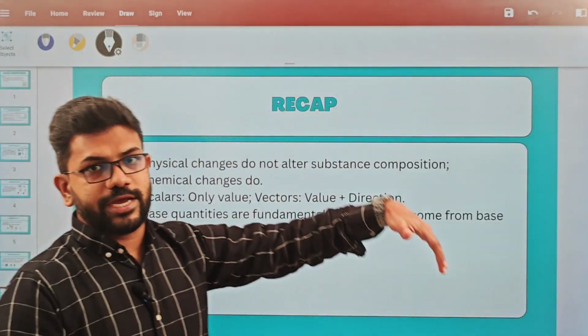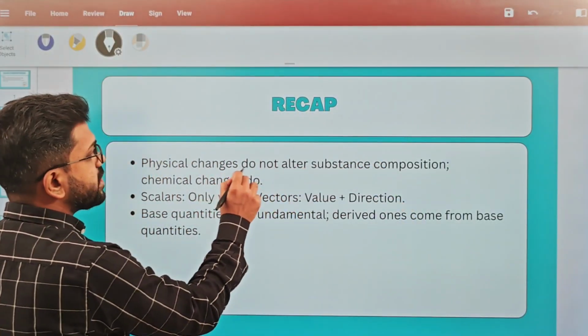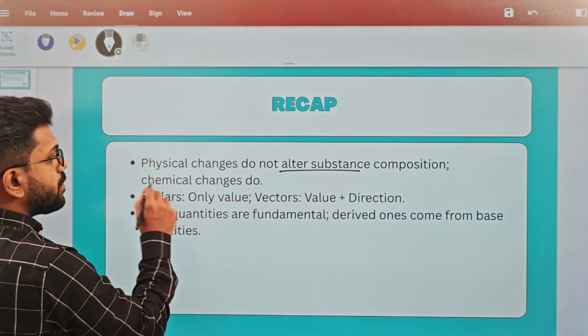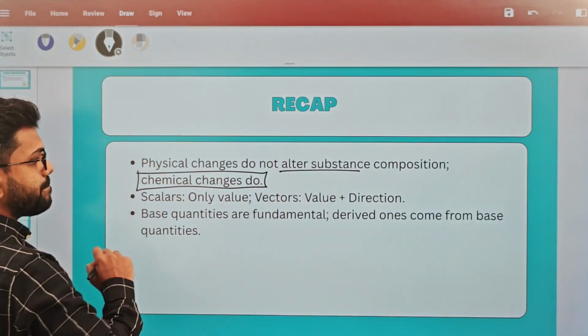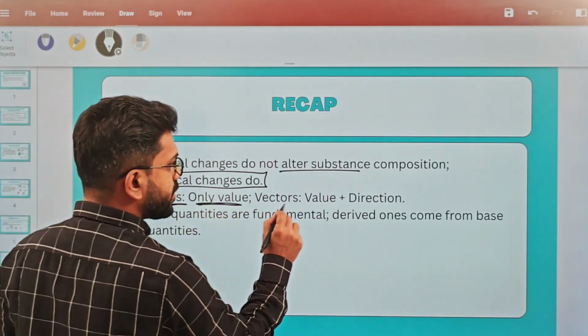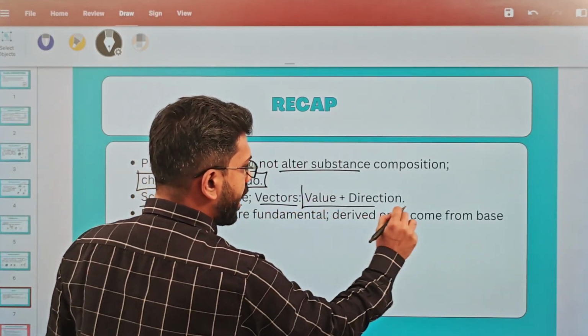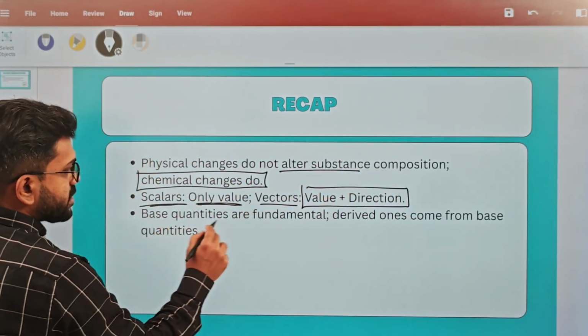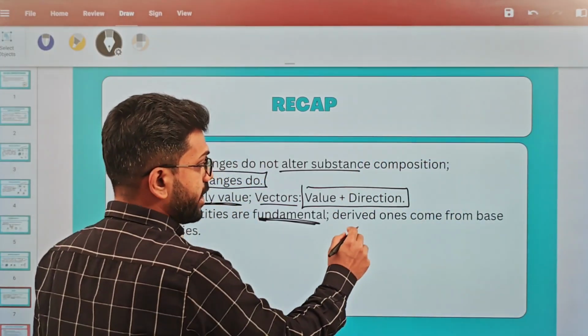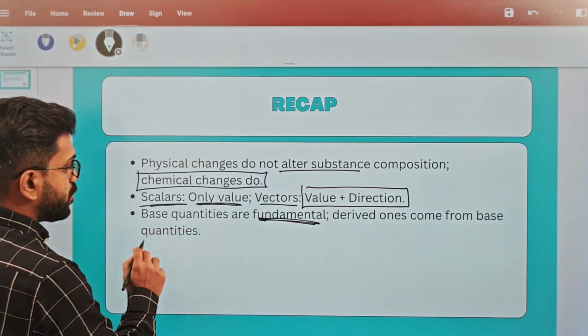So to recapitulate, physical changes do not alter substances' composition, chemical changes do. Okay, scalar quantities have only value. On the other hand, vector quantities have value and direction. Base quantities are fundamental quantities that are independent, and derived ones come from base quantities.